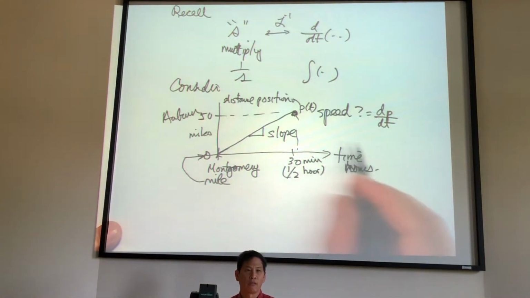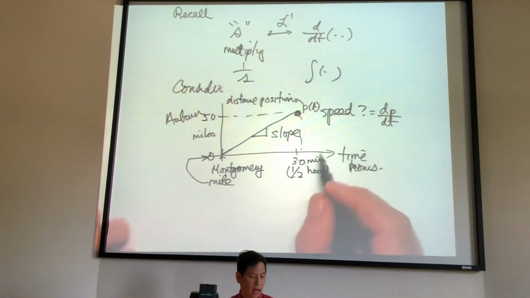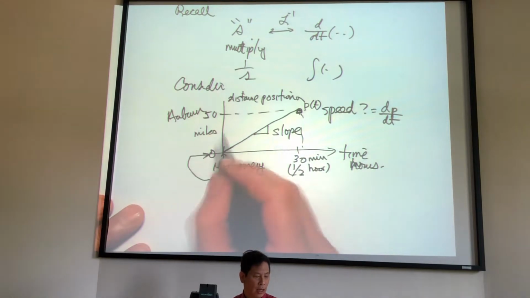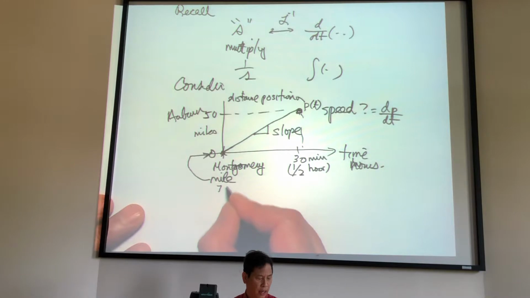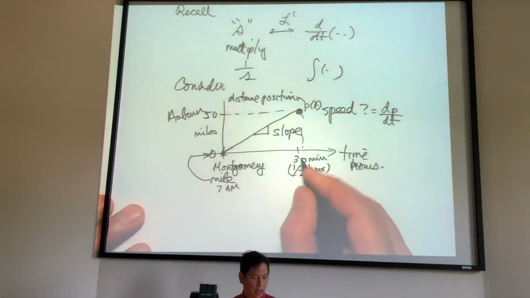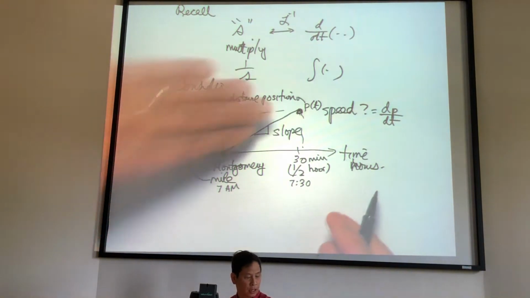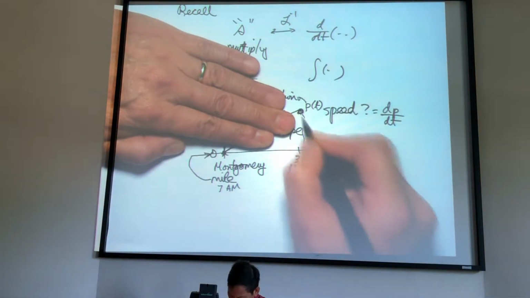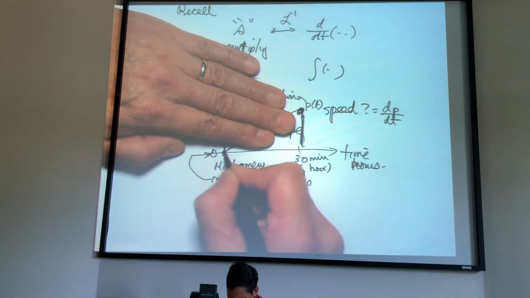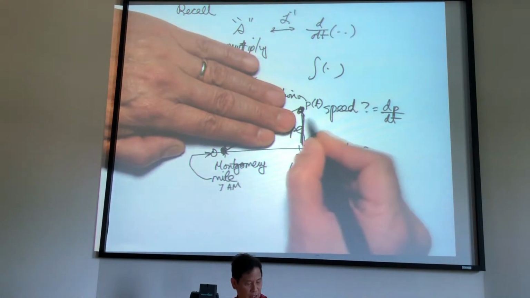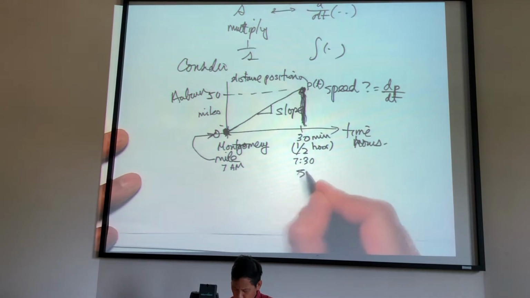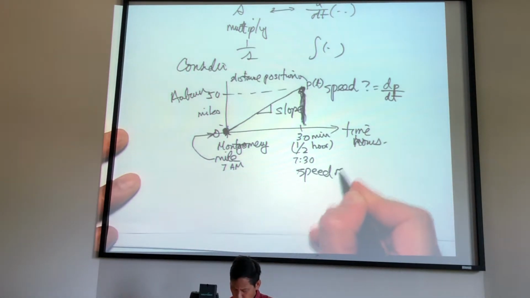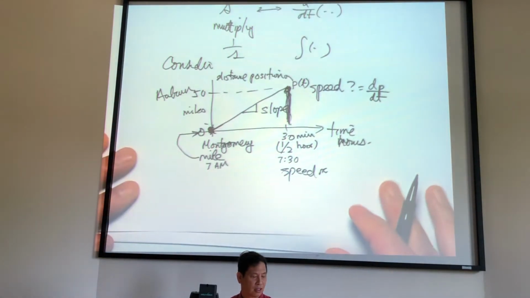I could also estimate my speed by saying that I only have two pieces of information. I know I started in Montgomery here at 7 a.m. and here I'm in Auburn at 7:30. I only give you these two dots, this information and this information. So I could say speed is approximately, how do we calculate this?